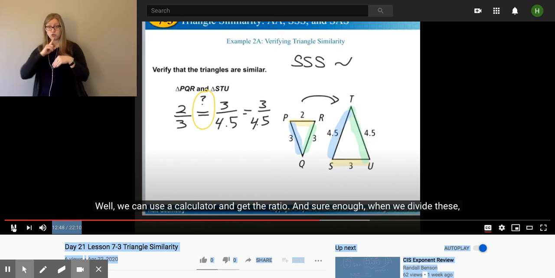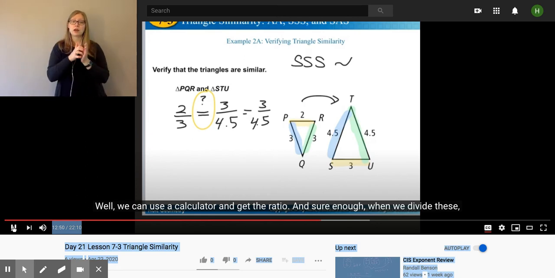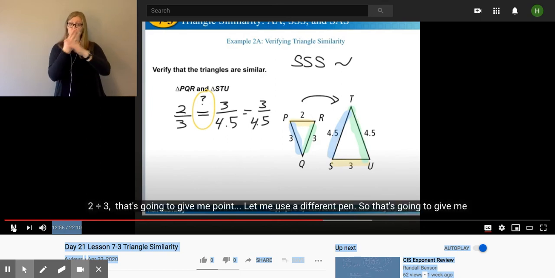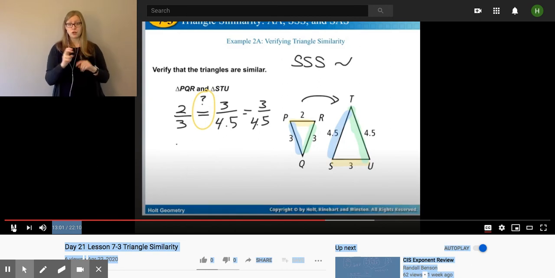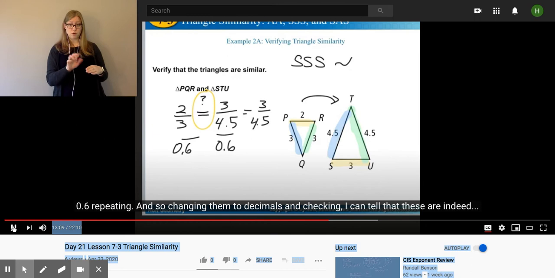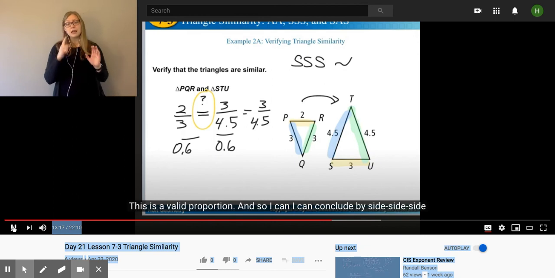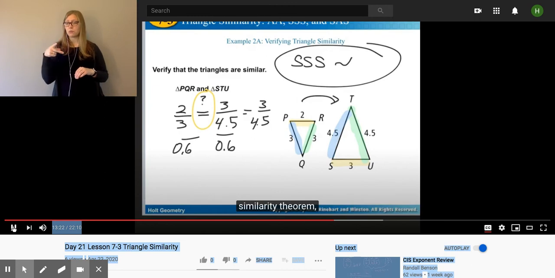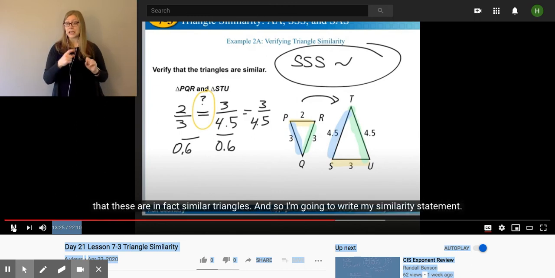We can use a calculator and get the ratio. And sure enough, when we divide these, 2 divided by 3, that's going to give me 0.6 repeating. And if I take 3 divided by 4.5, that's also going to give me 0.6 repeating. And so changing them to decimals and checking, I can tell that this is a valid proportion. And so I can conclude by side similarity theorem that these are in fact similar triangles.